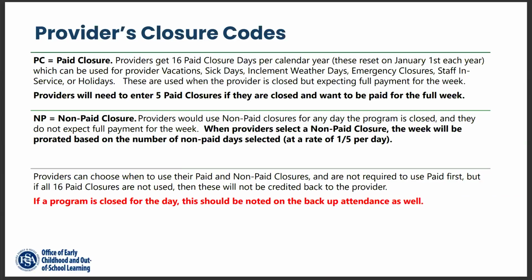So the two types of closures are paid closures, indicated by PC. Providers get 16 paid closures per calendar year. Those reset on January 1st each year, so just got reset. Those are used for any reason a provider is closed. So those could be vacations, sick days, inclement weather days, emergency closures, staff in-service, or holidays. They are used when the provider is closed, but still expecting full payment for that. If you are closed for a full week and want to be paid for the full week, you do have to enter 5 paid closures.